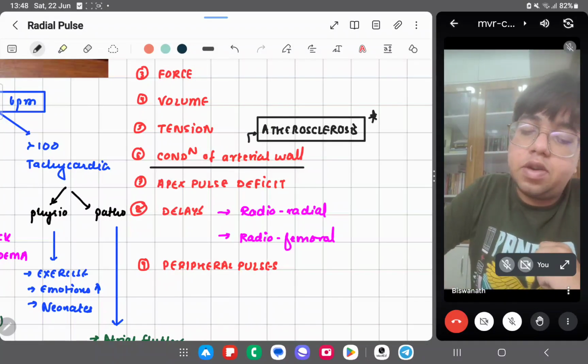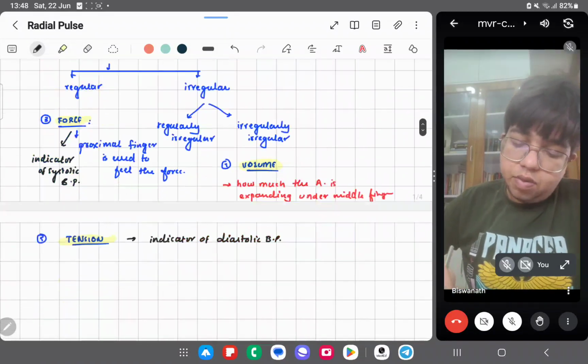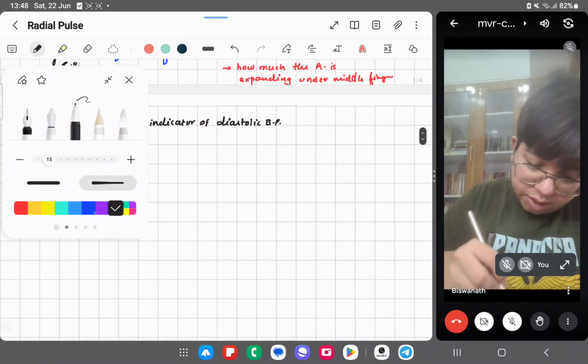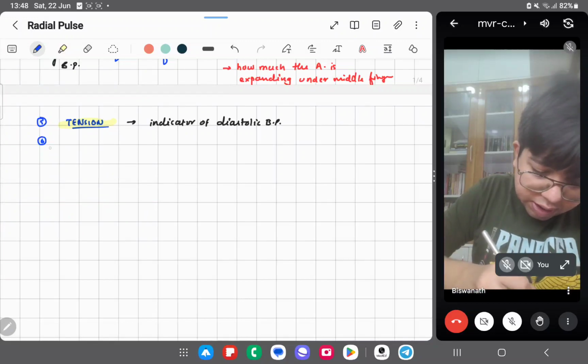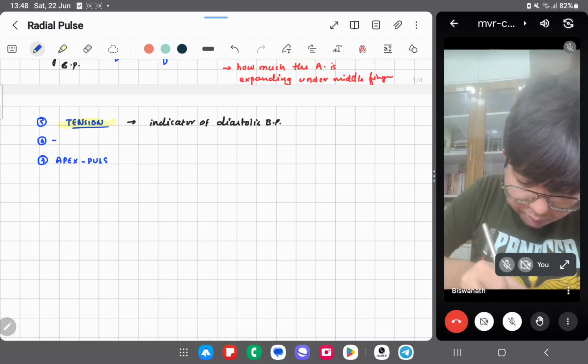Basically, I'm talking about atherosclerosis, right? Okay, let's move on to the apex pulse deficit. So sixth one we discussed, and seventh one is the apex pulse deficit.